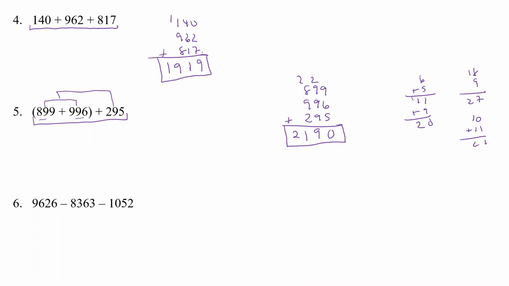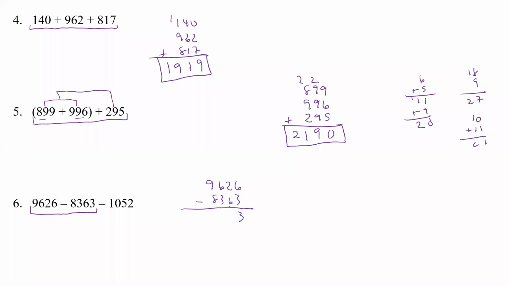Okay. Now what about the next one? Well, the next one we have to work from left to right. We have to do this subtraction first. And so that's going to give us 9626 minus 8363. And so now we start on the right side. 6 minus 3 is 3.